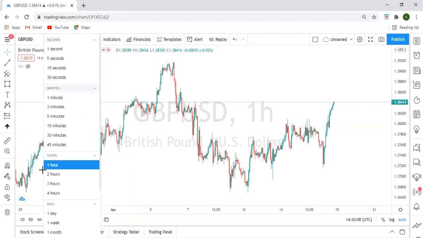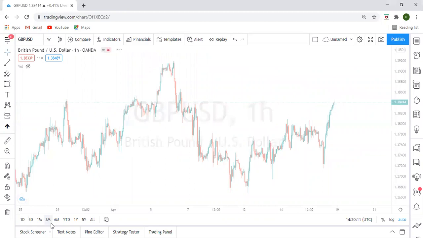As for GBPUSD, we're gonna start off with the weekly time frame because this is a currency pair.